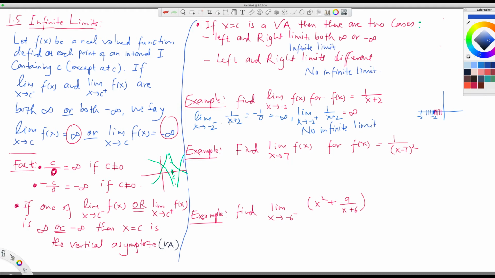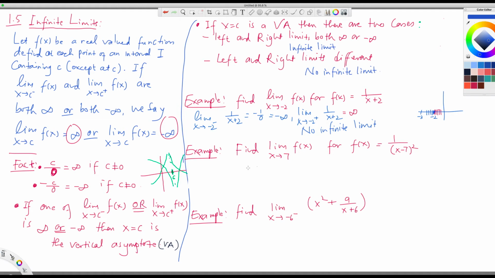Again, when you go from the left side, you will get a negative number all the time. And then when you get very close to negative 2, this will be almost 0, but from the negative side, right? So it will be negative 1 over almost 0. But when you go from the right side, this 2 will be bigger than x all the time. You see that? So when you get very close to negative 2, it will be 2 minus almost negative 2, that will be 0, but positive, okay? That will be infinity. So the left limit and the right limit are not equal. So no infinite limit exists there.